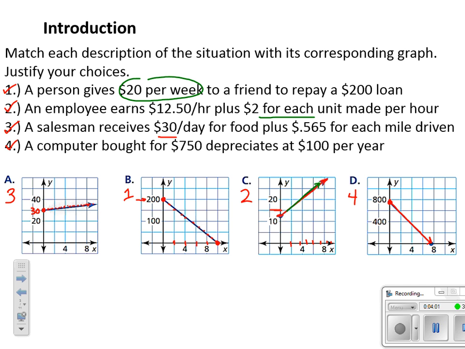Salesman receives $30 a day for food plus 56.5 cents for each, again, per mile driven. So that's giving us a look at the slope of that line. And then a computer bought at $750 depreciates at $100 per year. As every year goes on, you can see we're climbing down $100 each time. It's rise over run. That word per is indicative of the rate, the slope, the steepness of that line.